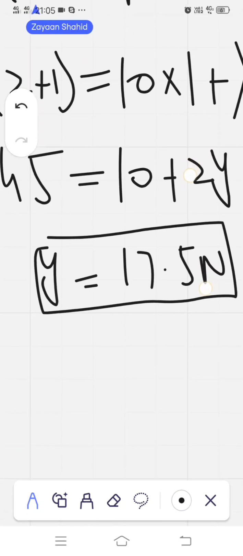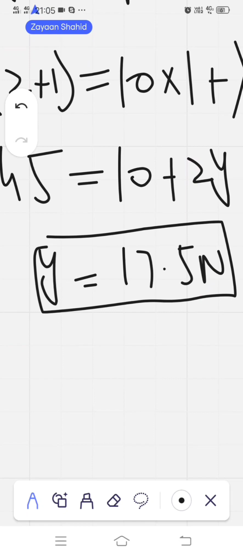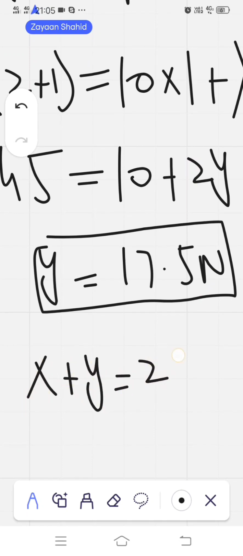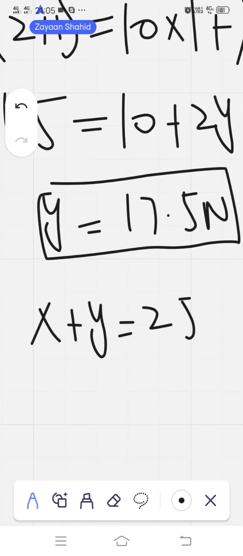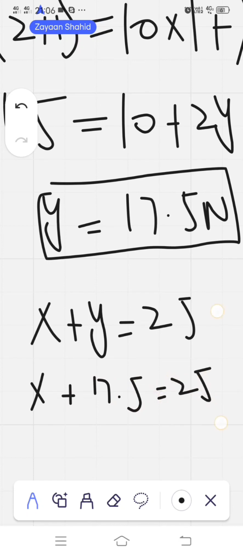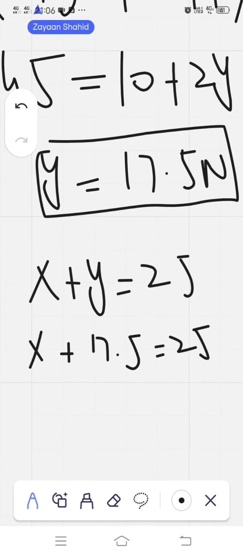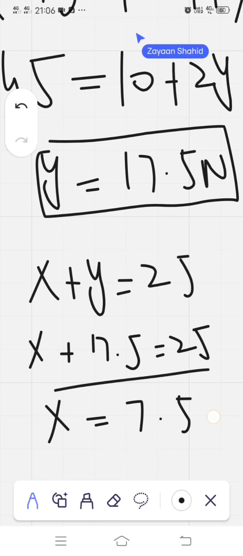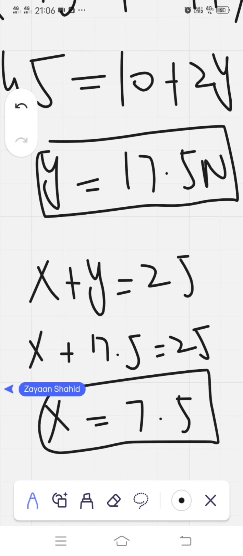Now put this value into the equation x plus y is equal to 25. We have the value of y and we get the value of x. When we subtract 17.5 from 25, this is x, that is 7.5.